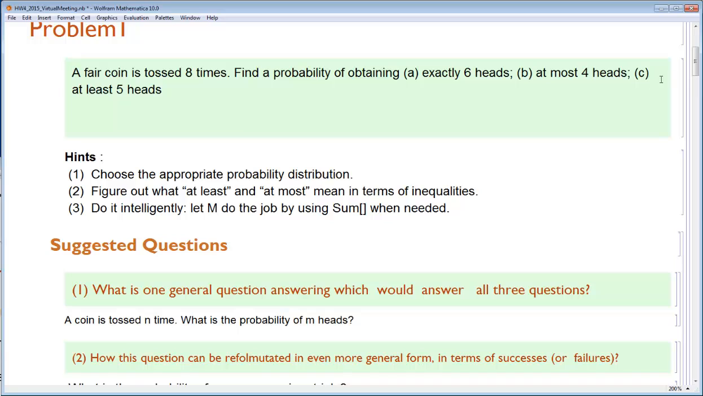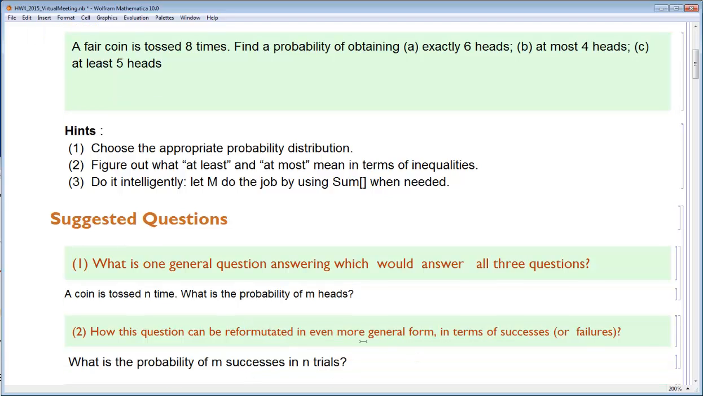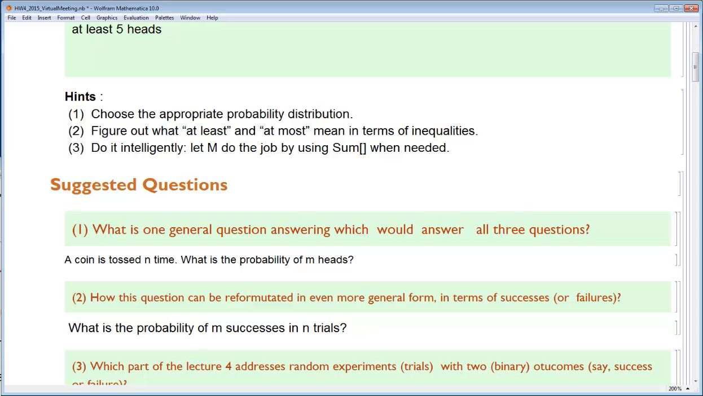Yes, we can. Consider a random experiment with 2 outcomes, success and failure, 0 and 1, heads and tails, win or lose, etc. From the lecture, you can learn that these experiments are called Bernoulli trials. So, the most general question is, what is the probability of m successes in n Bernoulli trials? Sounds a little weird, but this is indeed a very general question related to our problem. The trials, by the way, are simply the repetitions of Bernoulli trials.